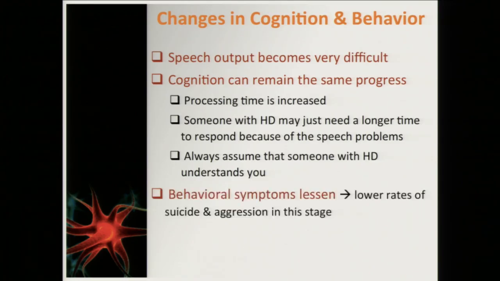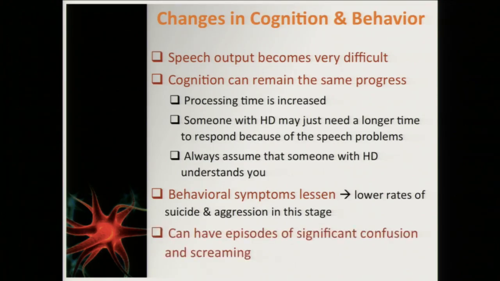Also, behavioral symptoms may lessen during these stages of disease, the more advanced stages. So there can be lower rates of suicide and aggression at this stage of disease. The one thing behaviorally that does happen in advanced stage disease, although somewhat rare, is that people can have episodes of very significant confusion and they may scream or have episodes of screaming.